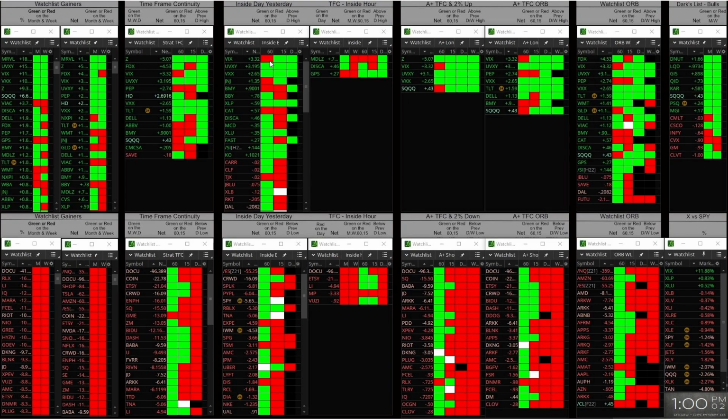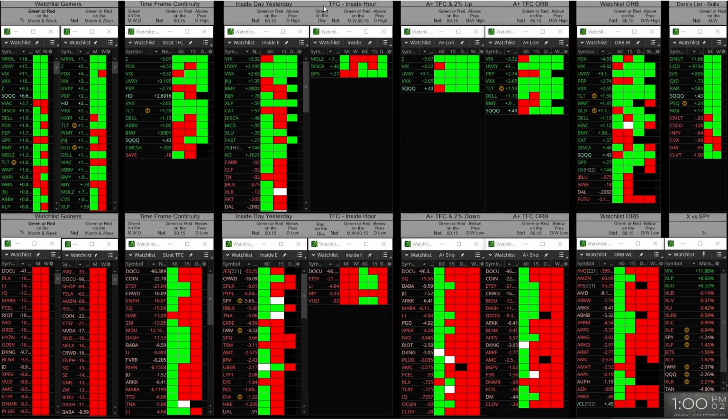Green or red on the 60 minute, green or red on the 15 minute, and above the previous day's high, yes or no. Okay. And this is also sorted by net. All right. Been having some rocky days. So you see all these volatility instruments up here at the top. We see a lot of stocks down here in the red. So that's why you see that, because we just had some pretty volatile days here, especially on Friday.